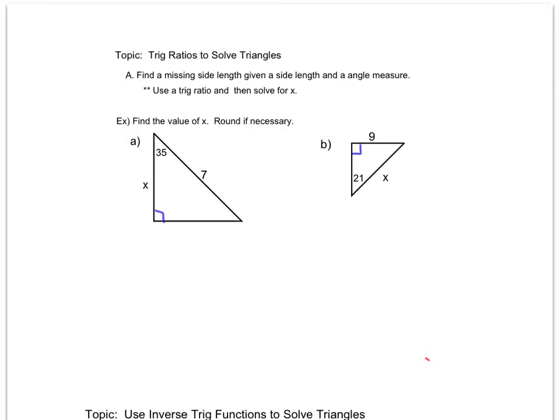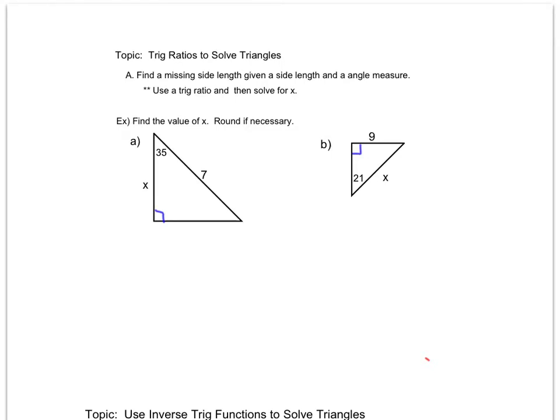So I want to solve for x on each of these. On the first one, I'm given an angle, I'm given a side, and I'm given an unknown side. So typically with right triangles, we try to use Pythagorean's theorem. But with Pythagorean's theorem, we have to know at least two sides. And looking here at example A, I see I only have one side.